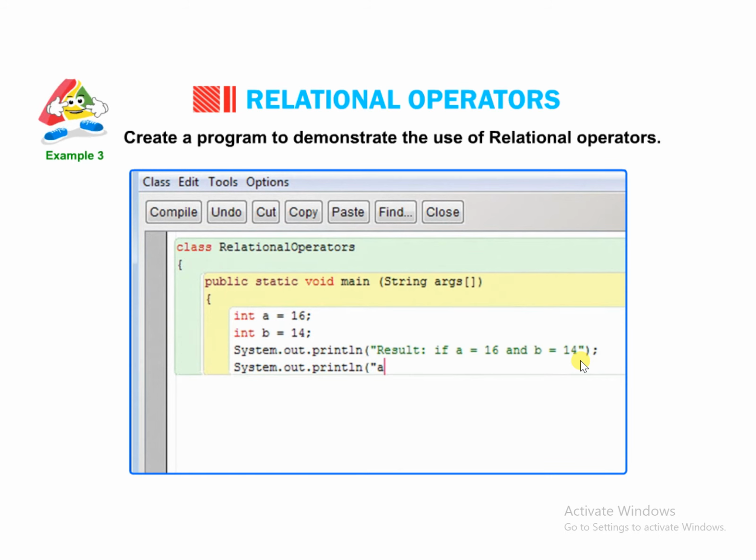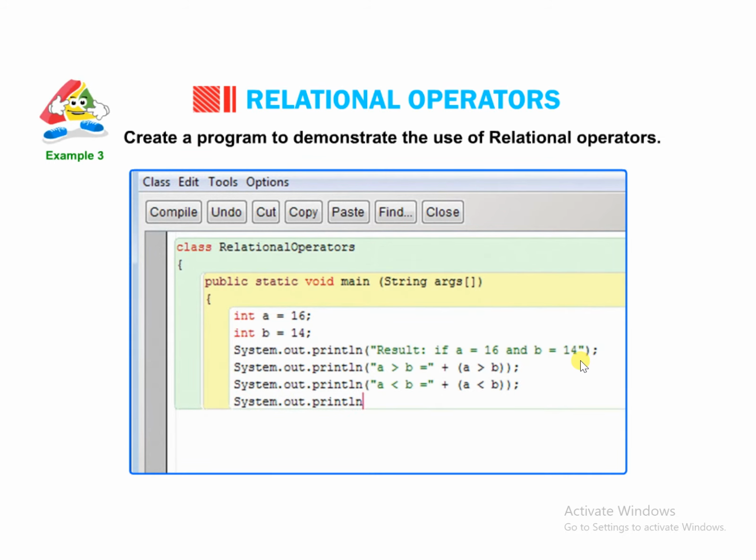System.out.println, bracket open, double quote, a is greater than b equal to, double quote close, plus, bracket open, a is greater than b, bracket close, semicolon. Displays true. System.out.println, double quote, a is smaller than b equals to, double quote close, plus, bracket open, a is smaller than b, bracket close, semicolon. Displays false. System.out.println, double quote, a is greater than equal to b equal to, double quote close, plus, bracket open, a is greater than equal to b, bracket close, semicolon. Displays true.